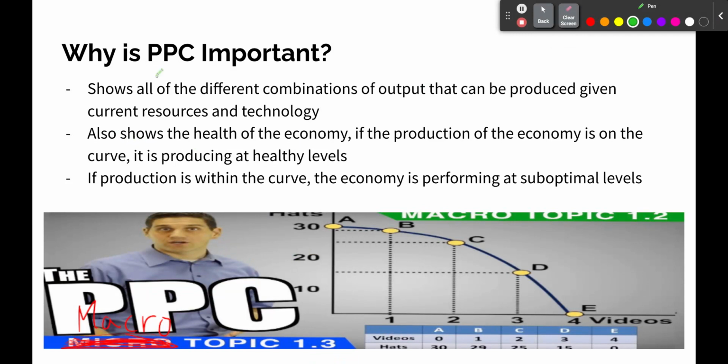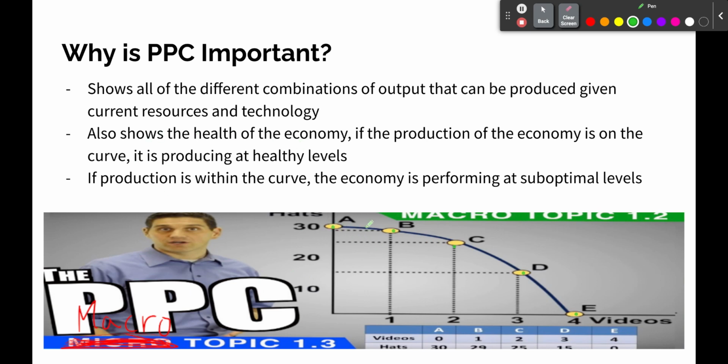All right. So here, why is PPC important? PPC is actually showing all the different types of combinations you can create that are efficient for the economy. In this situation, we have A, B, C, D, and E, which are all different types of combinations you can create and are all efficient combinations for the economy using its given resources. With this knowledge, you can actually assess the health of the economy.